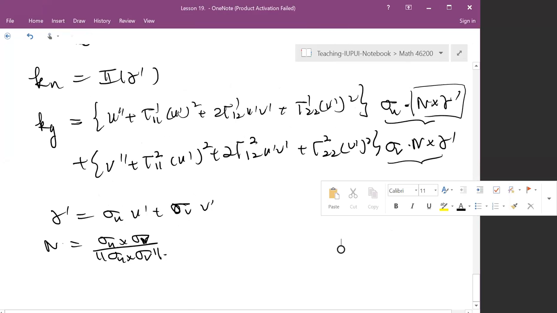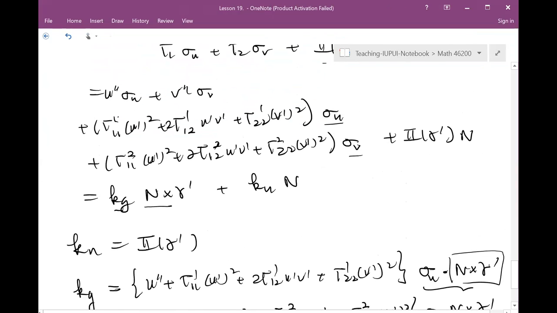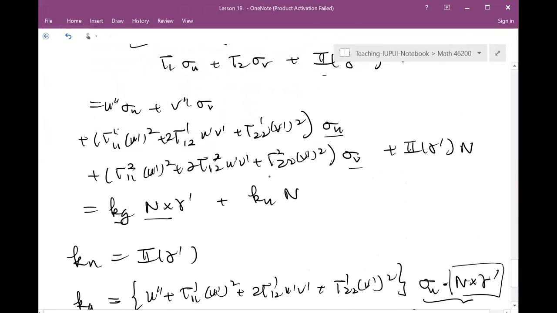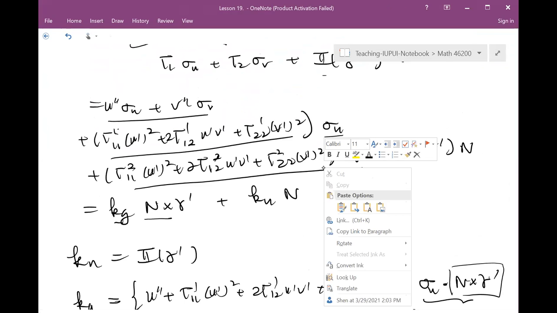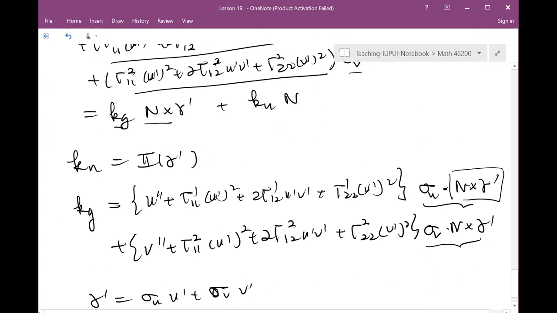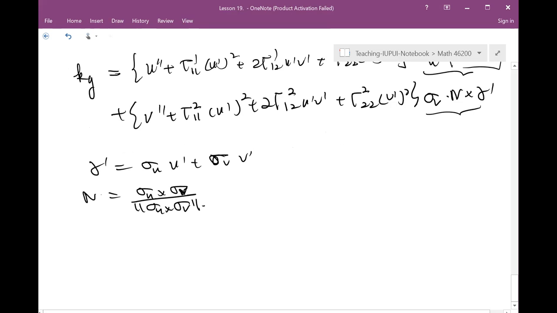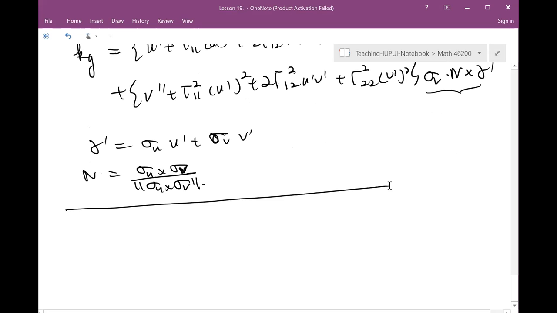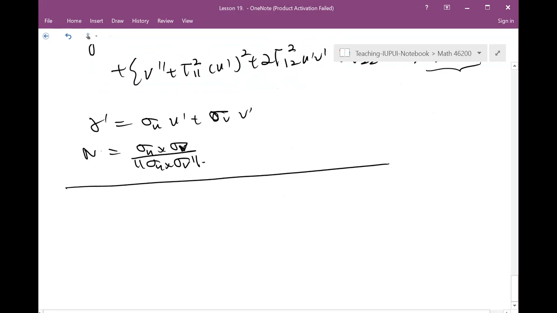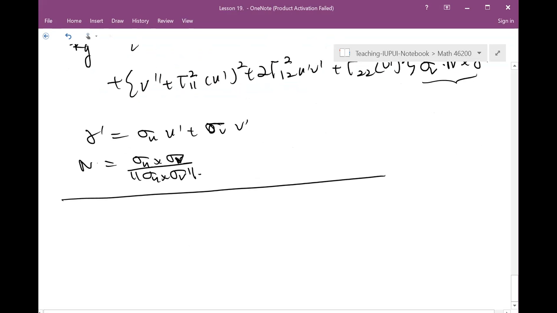One can show that this is always perpendicular to this combination. This combination is always perpendicular to gamma prime, the derivative. Anyway, so this is how we find the curvature. Okay, so now I'm going to look at the vector field along the curve. Let's see how we find the derivative.